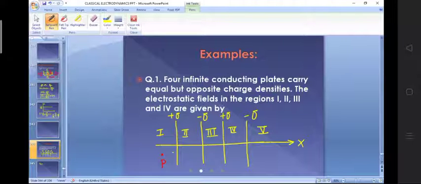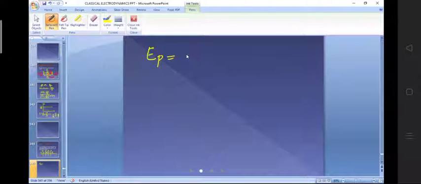So electrostatic field at point P because of plus sigma will be towards left, because of minus sigma towards right. So these two will cancel. Then because of this plus sigma, the field will be again towards left, and because of minus sigma towards right, and again the two will cancel. So the net field at the point P will be simply equal to 0.